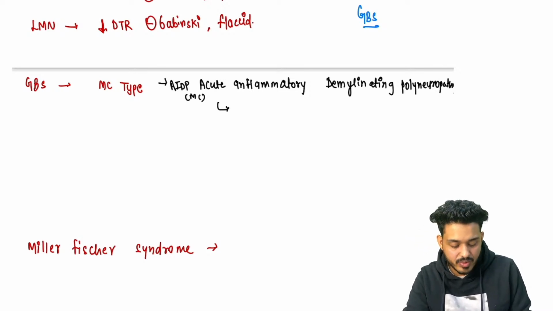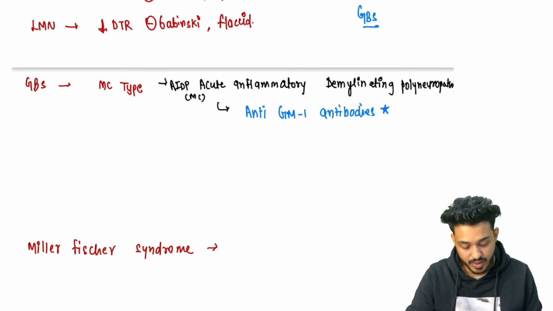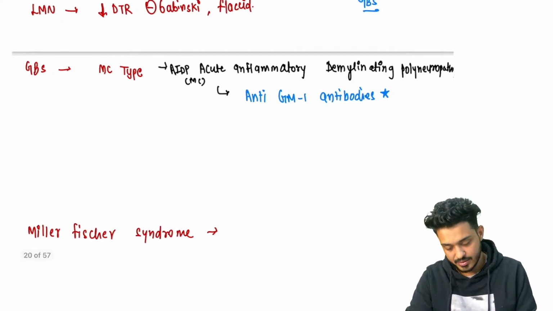Okay, the antibody that they will be asking you is going to be anti-GM1 antibodies. This is going to be your anti-GM1 antibodies. Very, very important, you have to remember. Anti-GM1 antibodies are going to be present over here, right?